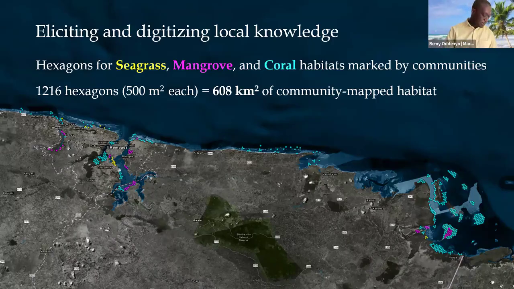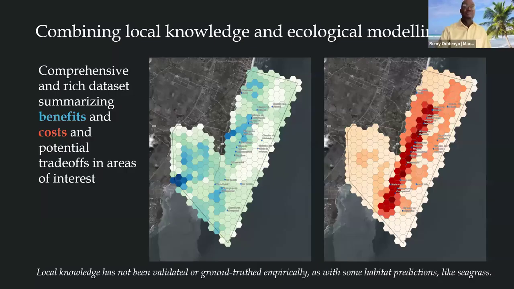That was a step of the process. Next slide. So what does this mean? When you have these different kinds of information, you have information on the benefits, but also the costs.